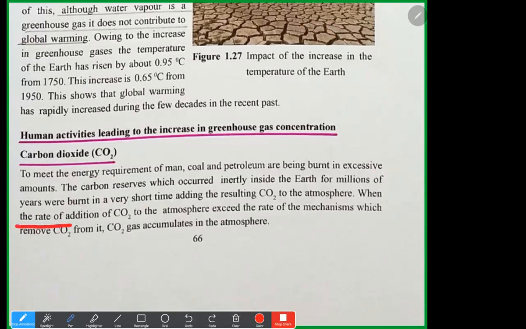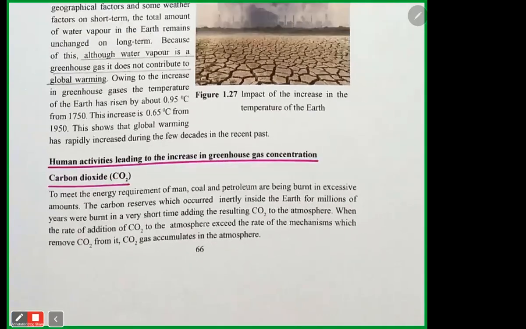When the rate of addition of carbon dioxide to the atmosphere exceeds the rate of the mechanisms which remove carbon dioxide from it, carbon dioxide gas accumulates. It takes tens of thousands of years to make this fuel, but to burn this fuel, it takes seconds. So there is a huge imbalance now.